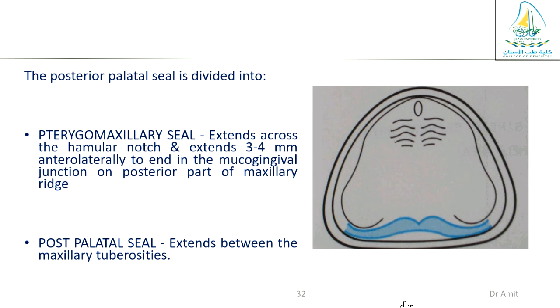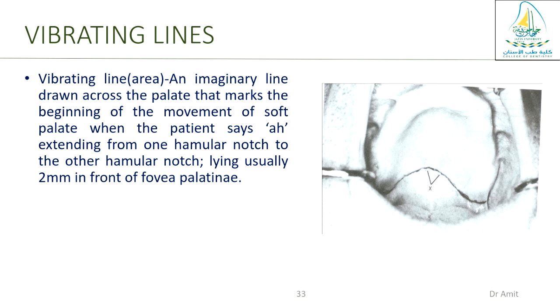But now you need to know that this is the posterior palatal seal area, and it has two parts, that is the pterygomaxillary seal here and the post-palatal seal, which is present between the tuberosities. Now we have the vibrating line. We have to see what this vibrating line is. It is an imaginary line. It is not present in the patient's mouth, but when you are trying to record, you have to see it in the patient's mouth, and you have to mark it with the help of a pencil in the patient's mouth, so that you can record it on your impressions or on your denture.